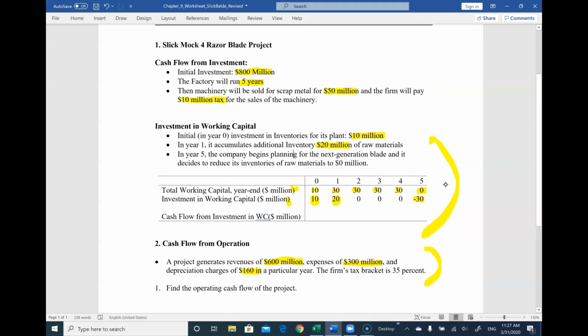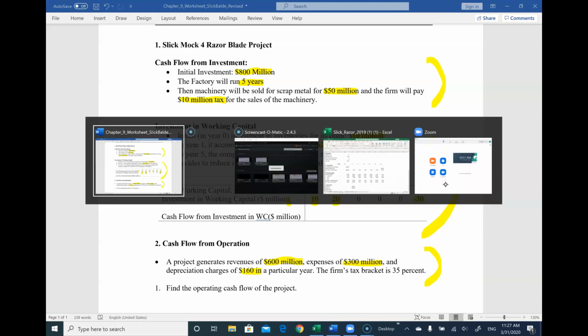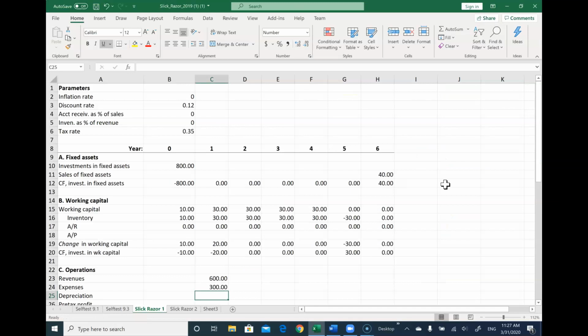Then we add the total cash flow from operation to the cash flow from investment to find out the free cash flow. Okay. And once we figure out the free cash flow from the project in each year, then we can use that to calculate the net present value or the internal rate of return. Okay. Now, let's move on to the Excel file.